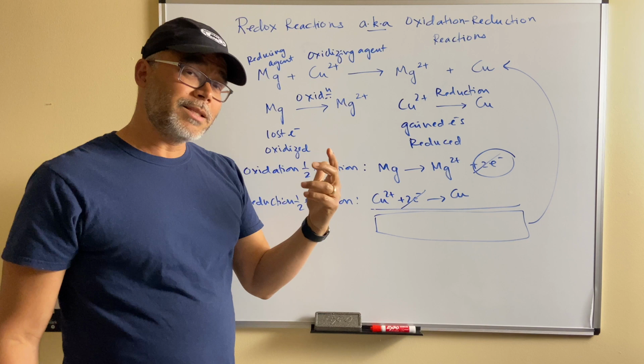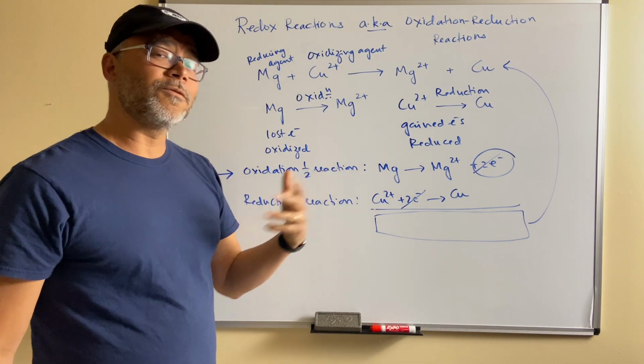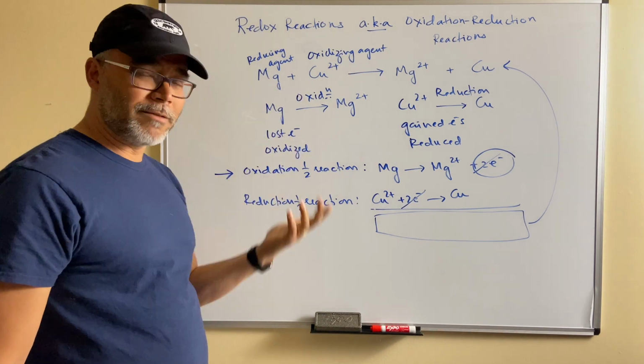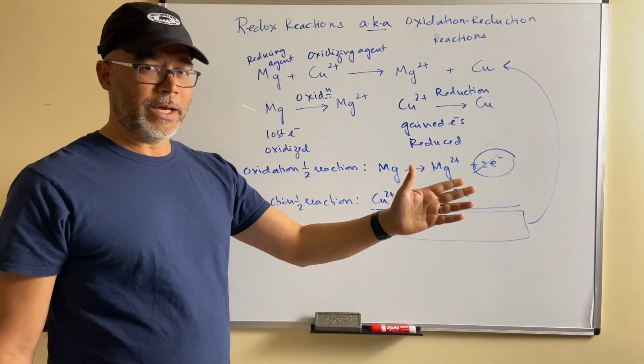The last thing here is that the reducing agent and the oxidizing agent are always going to be one of the reactants. So if you have 2 reactants, one of them has got to be the reducing agent and one of them has got to be the oxidizing agent. It's never going to be the product. I hope that makes sense.